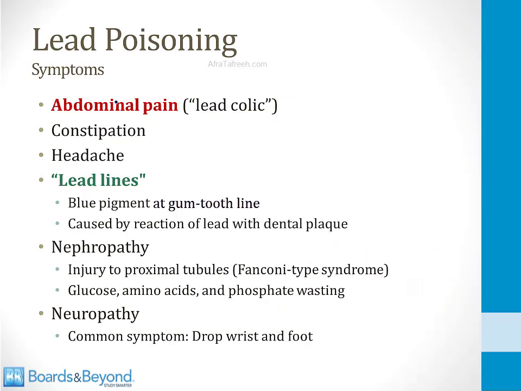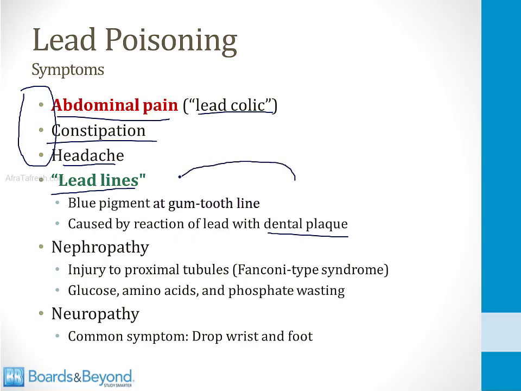The symptoms of lead poisoning are diffuse and can involve many different organ systems. Patients with lead poisoning classically have abdominal pain. This is called lead colic. They also often have constipation and headache, and these are relatively nonspecific symptoms, and this is why a diagnosis of lead poisoning is often missed. Some more specific features that can make you think of lead poisoning, especially in a board question, include lead lines. These are blue lines between the gums and the teeth. They're caused by a reaction of lead with dental plaque. If you see a description of something sounding like this in a patient with belly pain, one of the first things you should think of is lead poisoning.